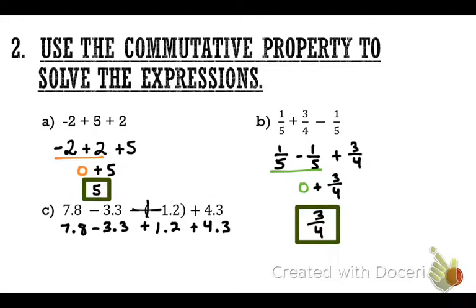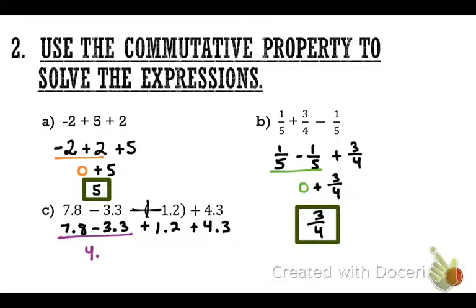Now, you're allowed to use the commutative property anytime you're adding if you want to switch the numbers around. Sometimes you might say, I'm not interested in switching the numbers around. I want to just go ahead and keep them exactly as they are. That's fine. And you could work from left to right. Let's go ahead and do this. I'd love to see you do mental math in your head. 7.8 minus 3.3. What would that be?